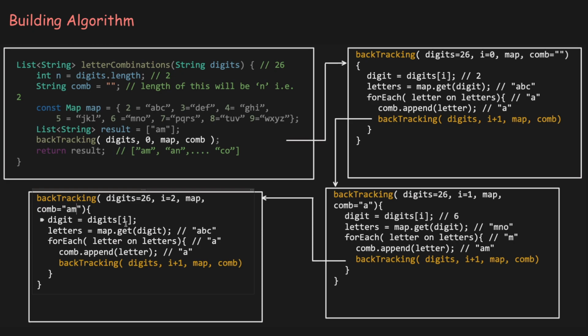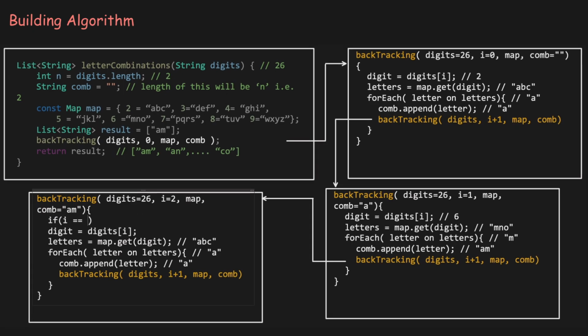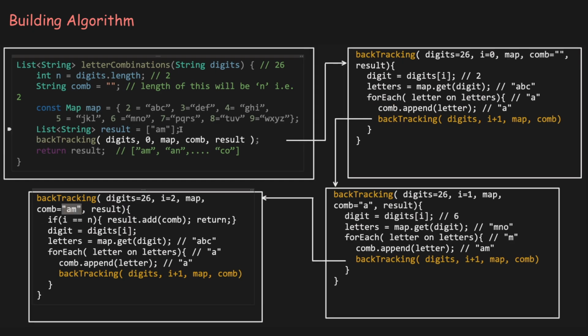So we can add a base condition that when i is equal to n, we add the combination to the result list and return immediately from there. To do this, we'll add result as well to the arguments, and we can update the result list in our main function with am.